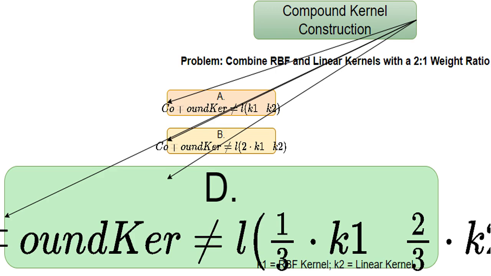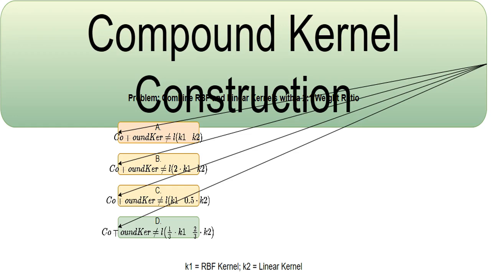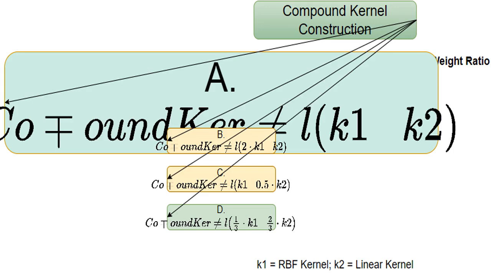This is incorrect. It combines the kernels without any weighting, so both kernels get equal importance. That's not what the problem asked for. I am weighing the RBF kernel twice as much as the linear kernel here, 2 K1. However, the weights don't add up to 1. While this gets the desired ratio, it's not normalized properly for a CompoundKernel.